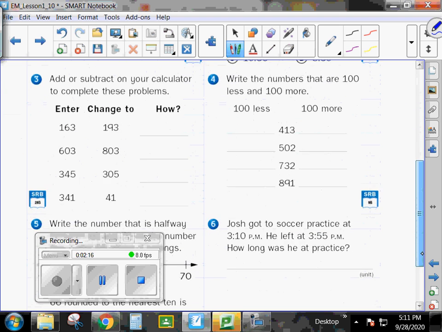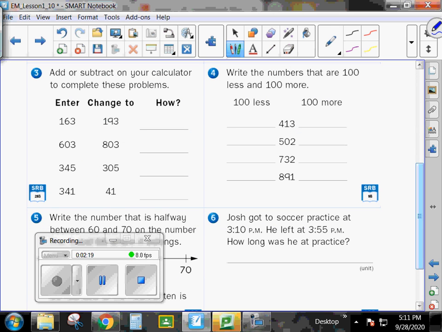All right, looking at number 3, we need to be able to add or subtract. It says use your calculator to complete these problems, but we've been doing these problems without a calculator because, guys, these are easy problems. You don't need your calculator, you just need your brain. If I want to go from 163 to 193, what's changing? Do you notice how both of them have a 100. Both of them have 3 ones. The only thing that's changing is going from 6 tens to 9 tens. So what happens? You got bigger, right? I know that I'm adding.